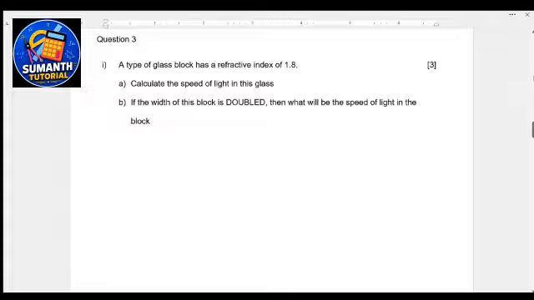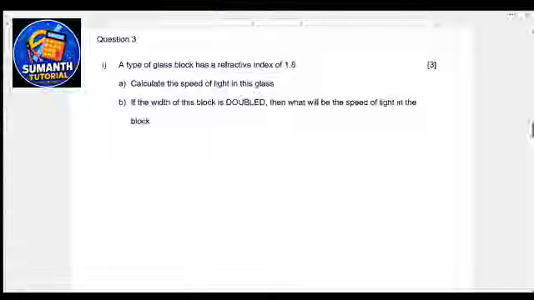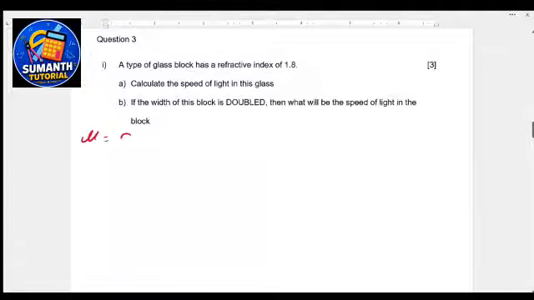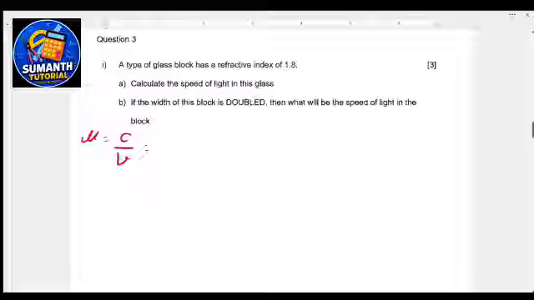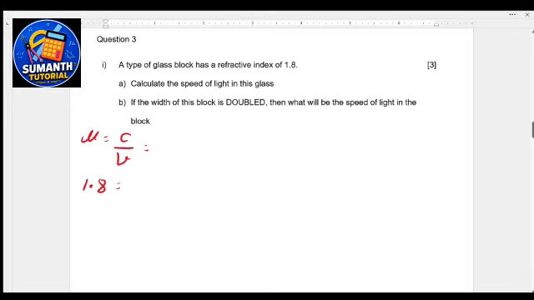A type of glass block has a refractive index of 1.8. Calculate the speed of light in this glass. See, direct question it is. So it is 2 marks question actually. So the formula is mu is equal to C by V. So let us substitute the value. 1.8 is the value of mu. C value they had not given, but it is basic. It is 3 into 10 raised to 8 divided by the value of V. Or if I take the value of V, it becomes 3 into 10 raised to 8 divided by 1.8.